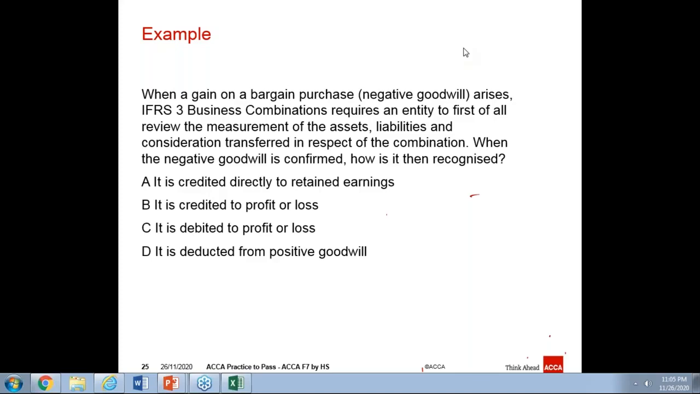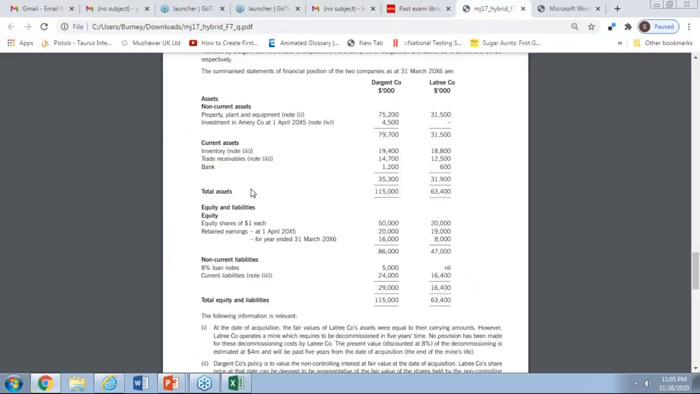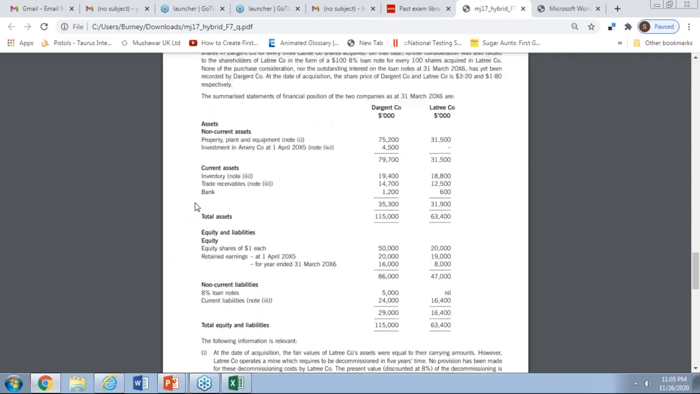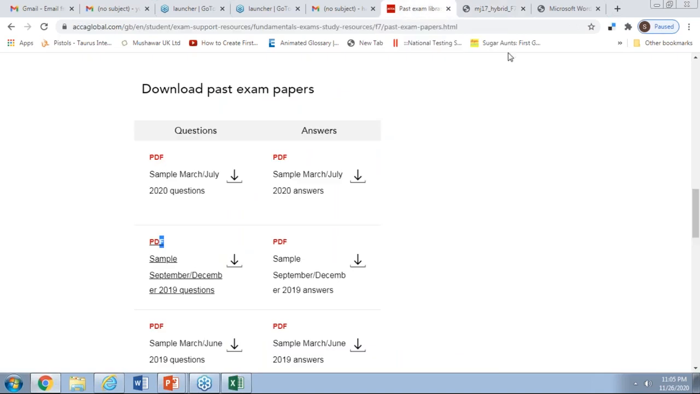So let's start the practice on the CRQ, constructive response workspace. I request all of you to please open the constructive response workspace where we are going to solve the consolidation question. This is a question with the name Argent. For the first 6 months, we will take the pre-acquisition. All of you are required to open the constructive response workspace.